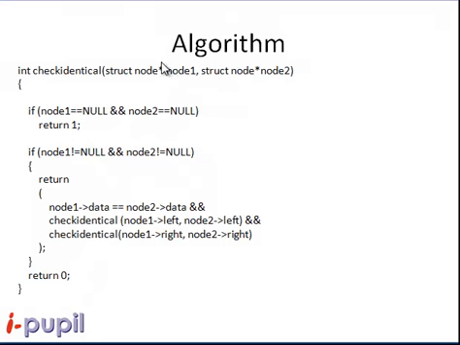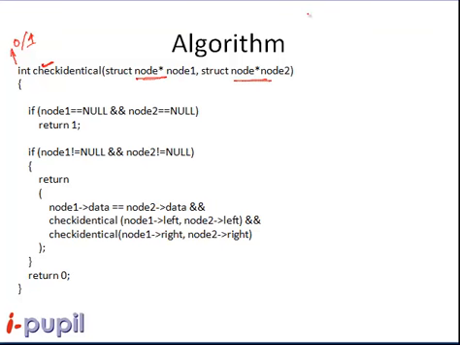Okay, so let's discuss the algorithm to solve the problem. Check identical is the function that we use. It's actually a recursive function. I return 0 or 1 depending on whether the two trees are identical or not, hence the return type int. There are two parameters to this function. Node 1 is the current node that I'm considering in tree 1, and node 2 is the current node that I'm considering in tree 2.